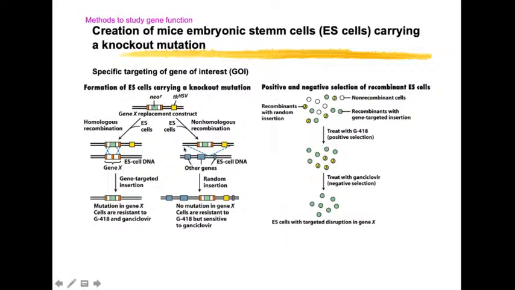On the left side, you can see formation of embryonic stem cells carrying a knockout mutation. Here gene X is replaced with the construct, and then homologous or non-homologous combinations are made with the ES cell line. Then when the ES cell line is added, a crossover takes place with other genes. This is the gene-targeted insertion. So in the mutation in gene X, cells are resistant to G418 and ganciclovir, whereas in this case, random insertion has been done, so with no mutation in gene X, cells are resistant to G418 but sensitive to ganciclovir.